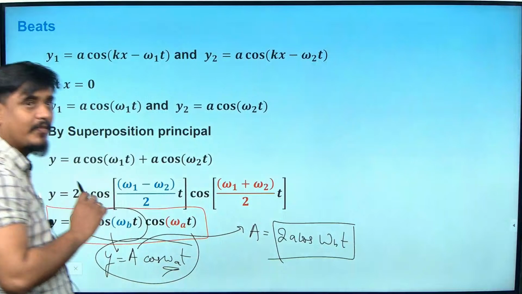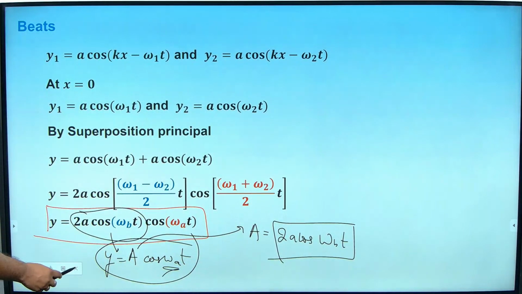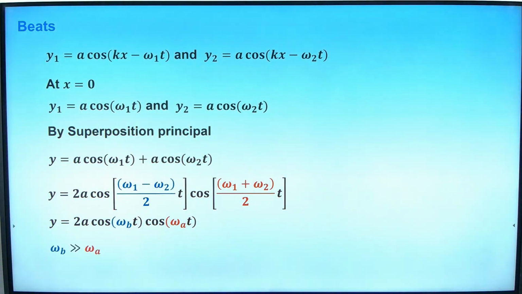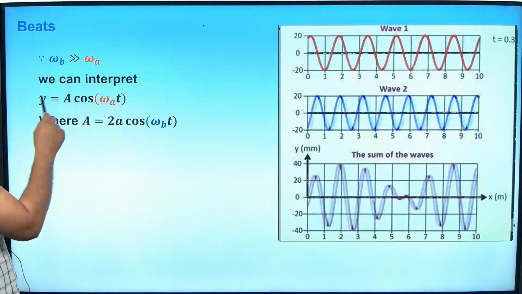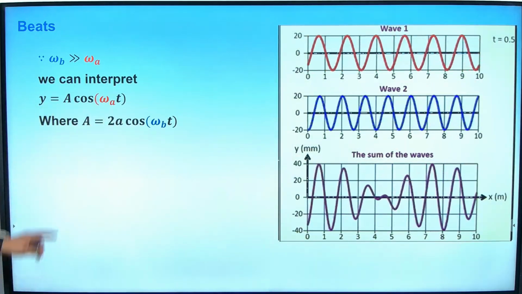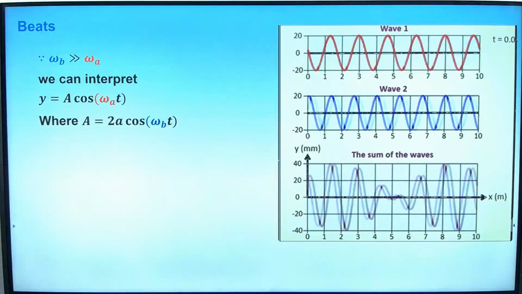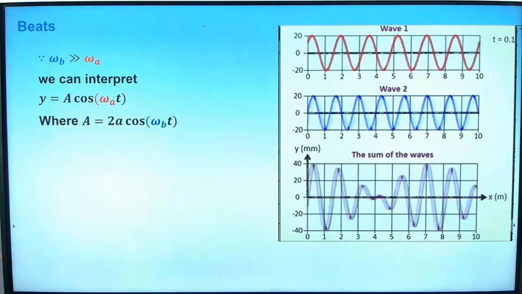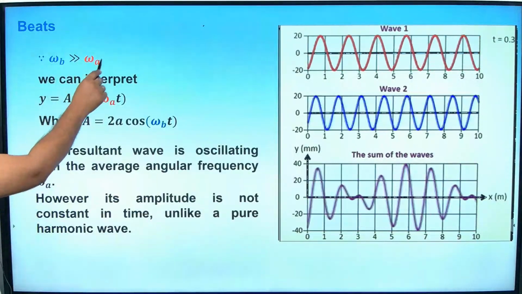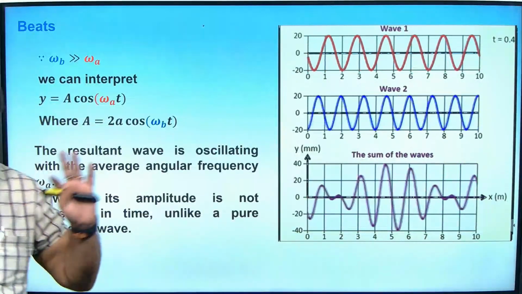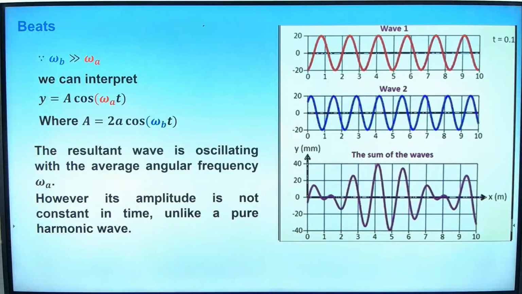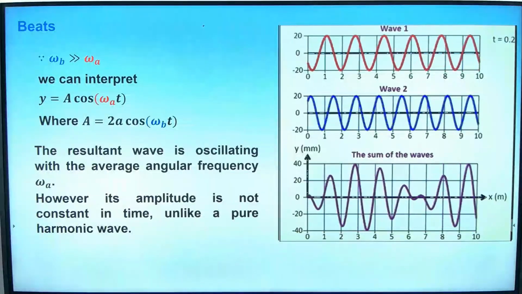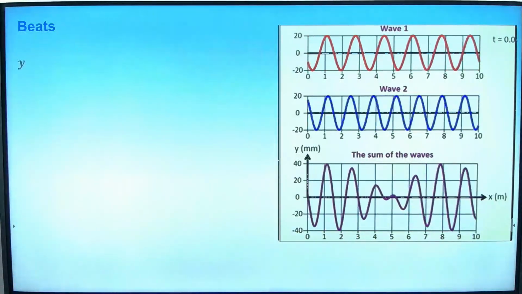Am I right? Now, for some time, let us forget that omega b is much bigger than omega a. We can come back to it once again. So we understood the value of y is equal to A cos omega t, where A is given as 2a cos omega bt, right? For some seconds you just forget that omega b is much bigger than omega a. If I remove that, everything is clear to you? Yes, sir.